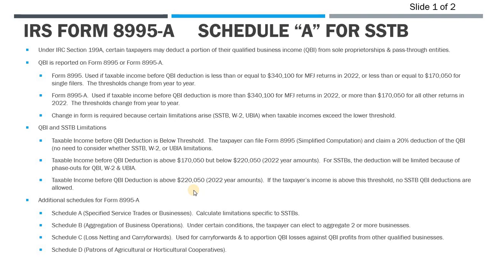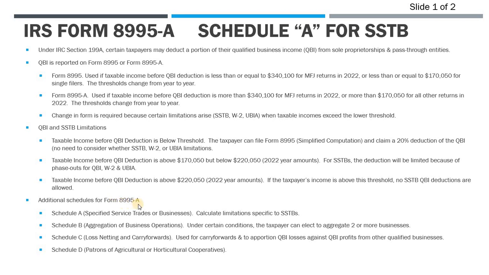But if you have non-SSTB income, you can still claim the QBI deduction. You just have to apply those W-2 and UBIA amounts as the threshold. So, very, very important there. Again, in our example here, we're going to have a taxpayer that's in this middle range.